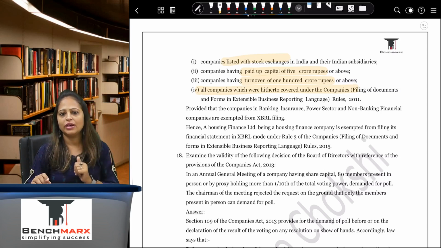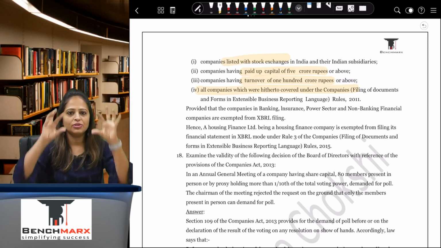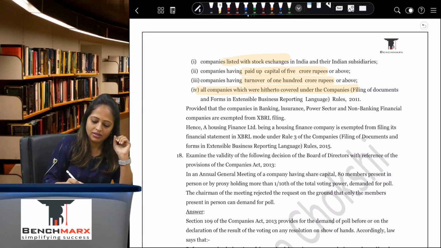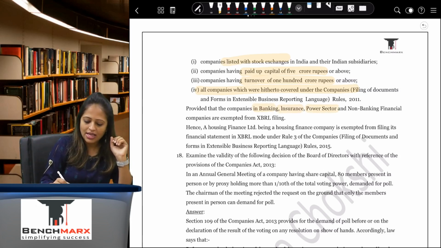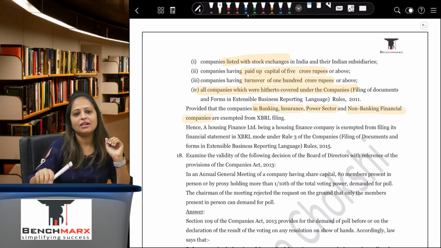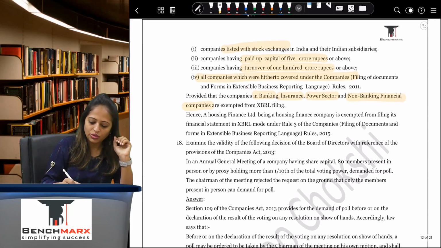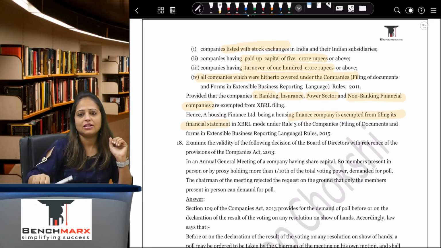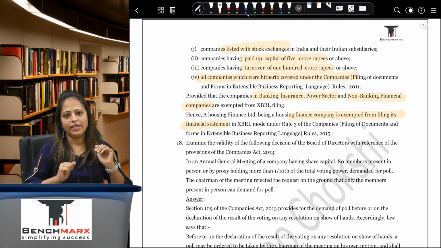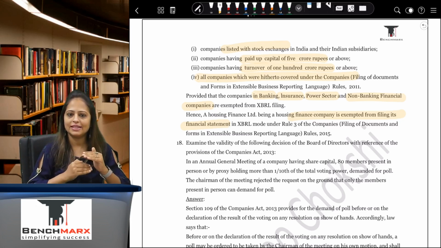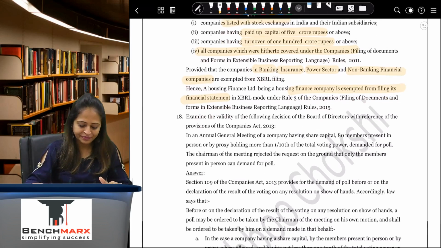So these are the companies who are required to file, but there are always exceptions. You remember those 4 charts that are there. It says that a housing finance company, banking, insurance, power sector and non-banking finance companies are not required to file the statements in XBRL mode. So you will say that a housing finance company is a company which is not required to file. You will first have to explain, because they want to understand what you know about the filing in XBRL mode. You have to explain the conditions and who are exempt, and then you have to give your answer.